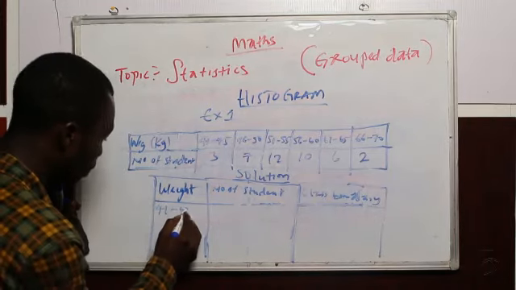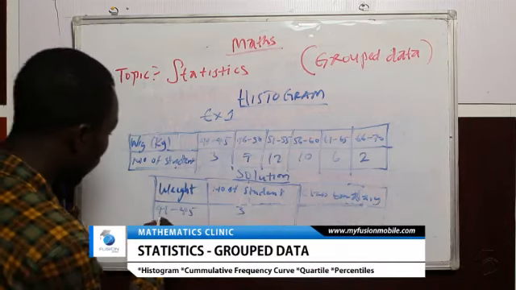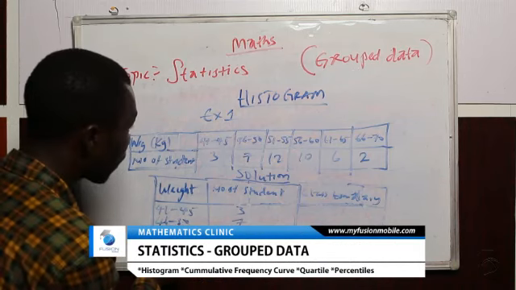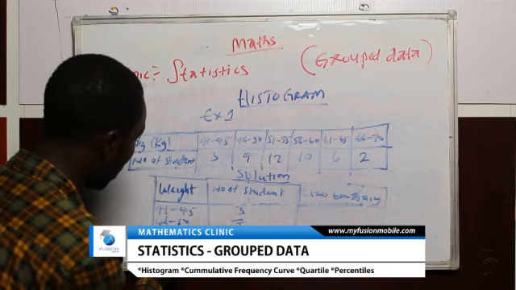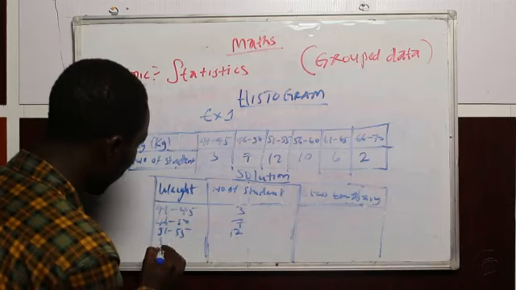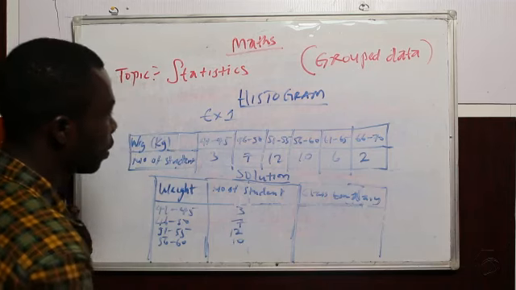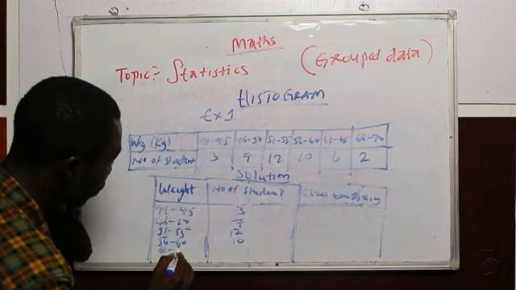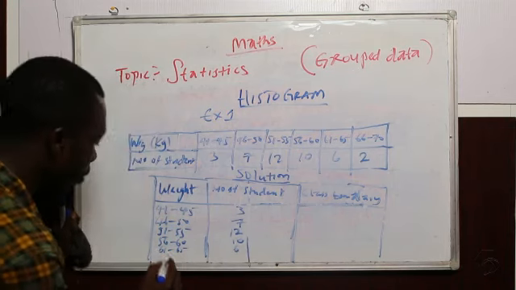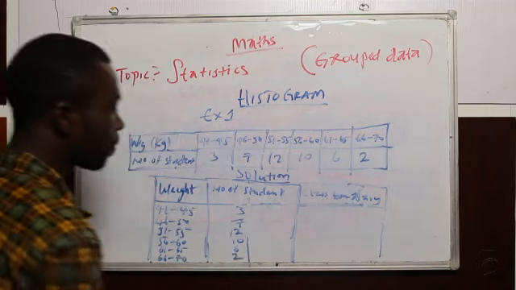Now, weight, number of students, and class boundary. 41 to 45, we have how many students? 3 students. 46 to 50, we have 7 students. Then 51 to 55, we have 12 students. 56 to 60, we have 10 students. Then 61 to 65, we have 6 students. Then 66 to 70, we have 2 students.